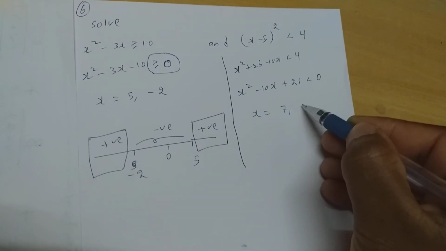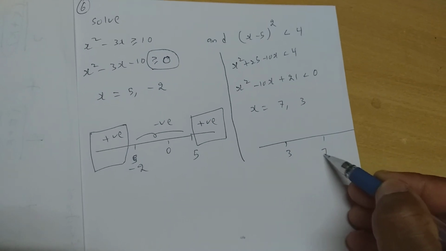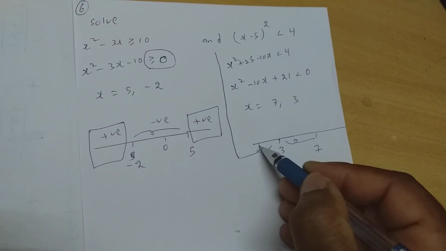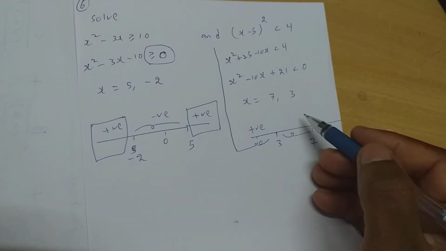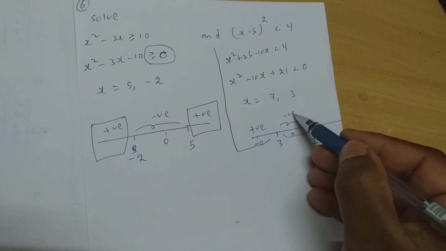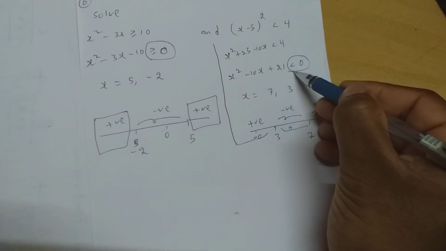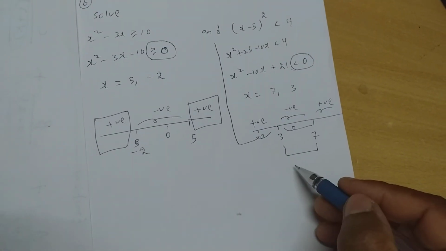7 and 3. Again on the number line, 3 here, 7 here. In between them, over here I get a 0. If I put 0 here, I get a positive number. That means here it has to be negative and here it has to be positive. The entire equation should result in a negative number. So this is my answer, between 3 and 7.